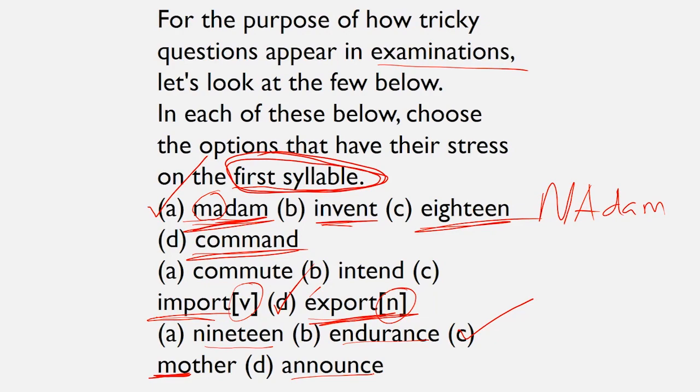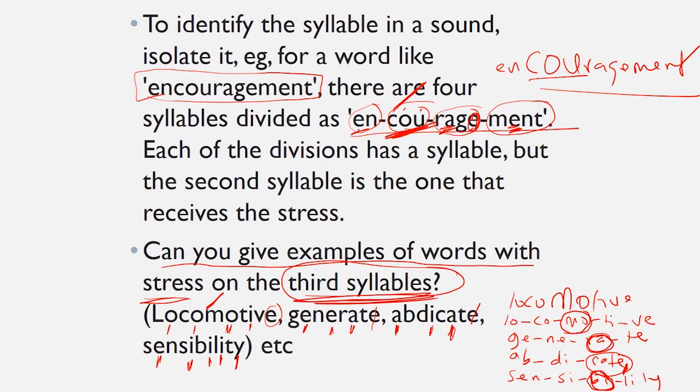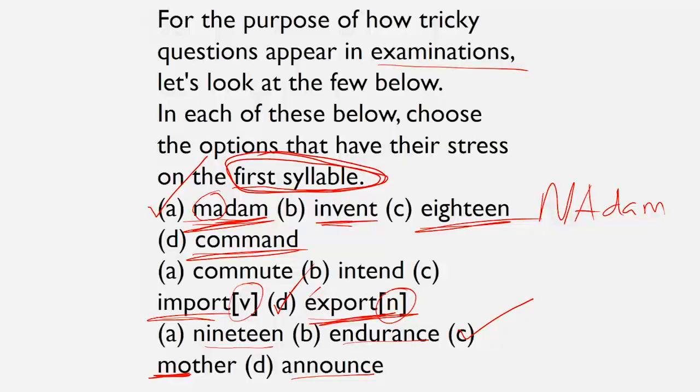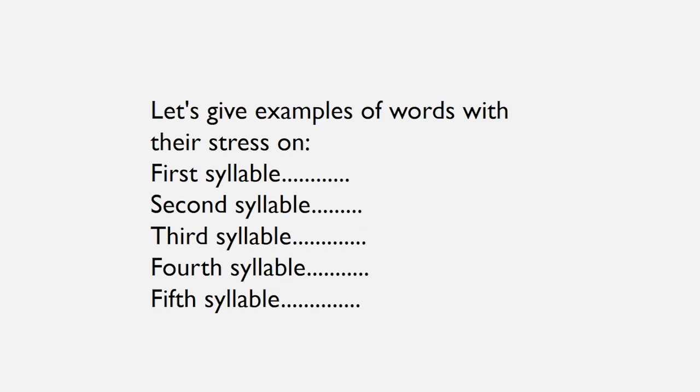Okay? Their stresses are not on the first syllable. You can see, here we are looking at words, okay, that their stresses are on the first syllable. But before now, we saw words that their stresses were on the third syllable. Okay? So it can be first syllable, it can be second syllable, it can be third syllable, depending on what the examiner wants per time. Here we're looking at what? Words that are on the first syllable. Is that understood?